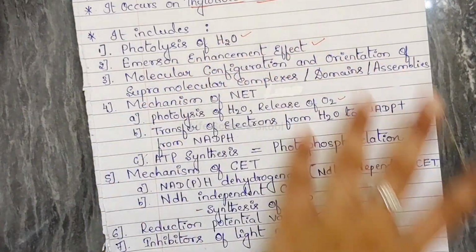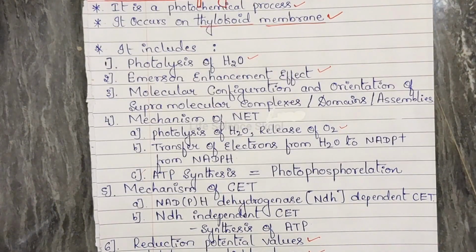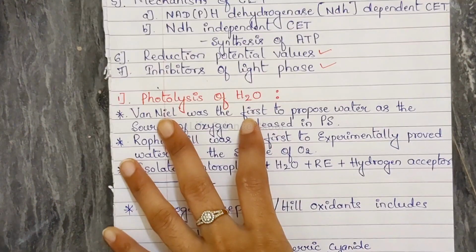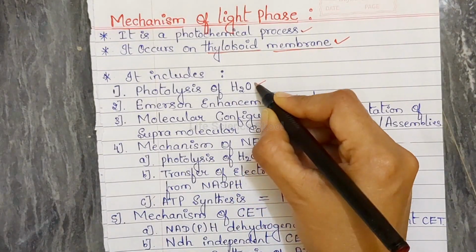Okay, so we are going to study all these in detail, digging deeper into the content. Before, we just studied the definition and some factors, but now we are studying the actual process of photosynthesis. Now let's begin with the first one, that is photolysis of water.